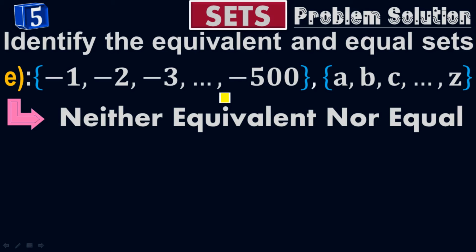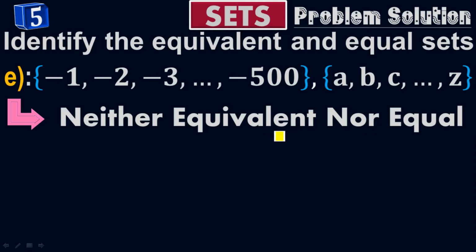But what about equal? Yes, they are also not equal to each other because remember, in the first set we have different elements. They are negative integers. In the second set we have something different, which are English alphabets. So the elements of the first set are not matching with the elements of the second set. Therefore, we cannot say that they are equal to each other.